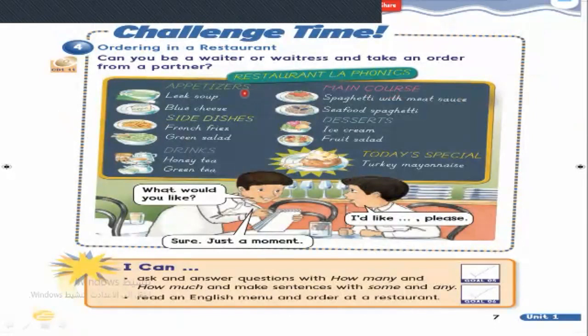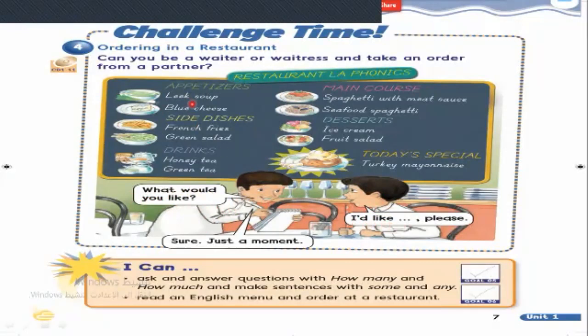So here we have challenge time, وقت التحدي. Here we have: what would you like? For example, can you be a waiter? If you go to a restaurant, you're going to hear this question. If we go to a restaurant, we will hear a question like this, repeated to us a lot. What would you like? From the waiter, من النادل, he will ask us this question. What would you like?